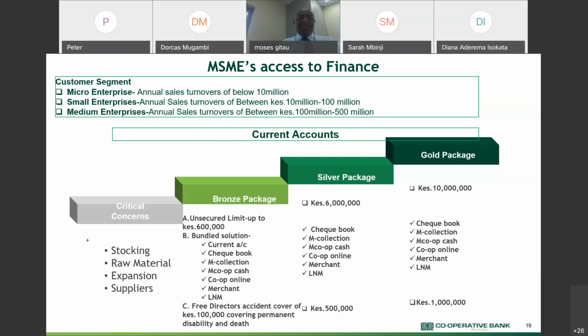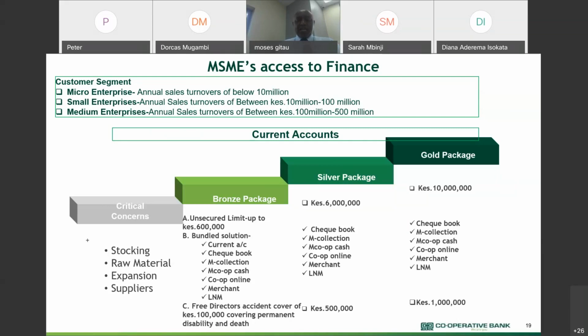But the differentiator now is the unsecured limit of 6 million and 10 million, as I alluded to earlier. The other thing is that all these three packages have free directors insurance cover. And I think it's important to mention this because this is fully paid for by the bank. If you're in an active bronze package, you have 100 million cover, fully paid by the bank. If you're in silver package, you have a director's personal accident cover of up to 500,000.